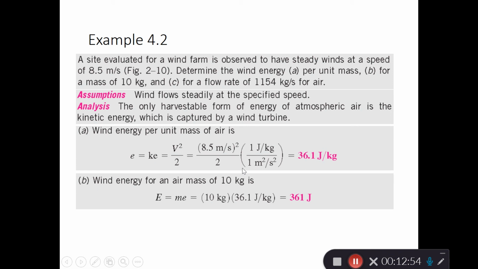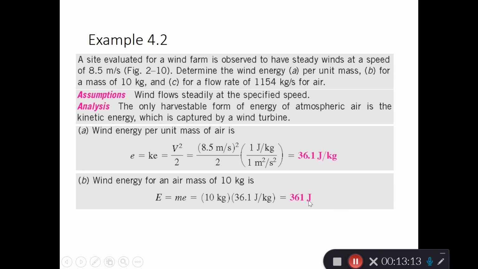Next, when you have a mass of 10 kg, what you do here is you just take the small e that you've calculated from up here times 10 kg. So the kg cancels each other out and you have 361 joules of energy. So energy is joules. So this is fine.